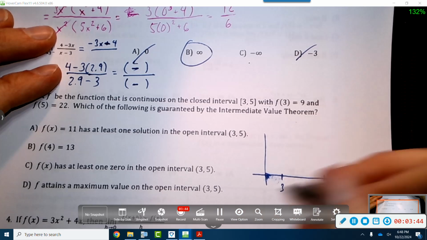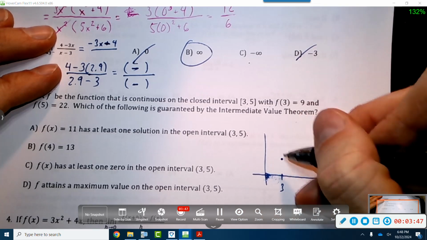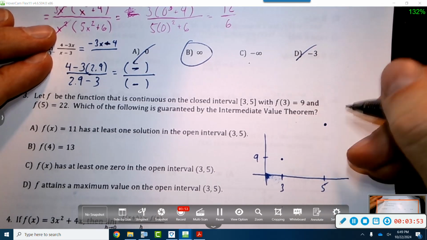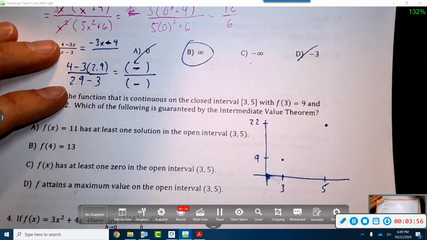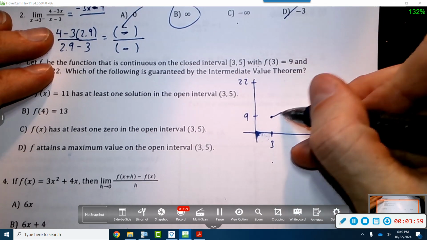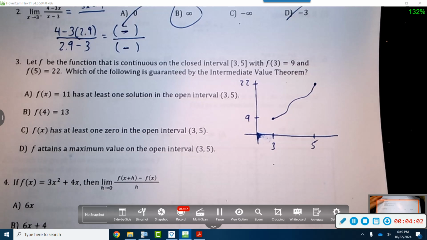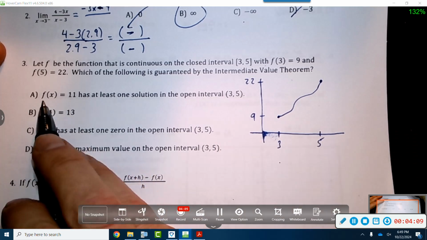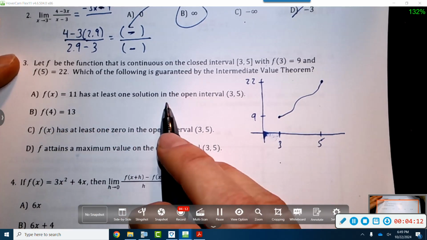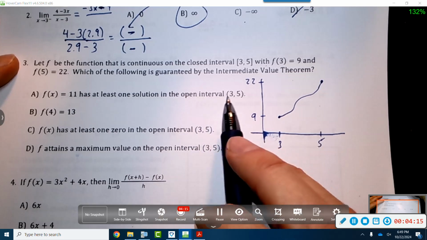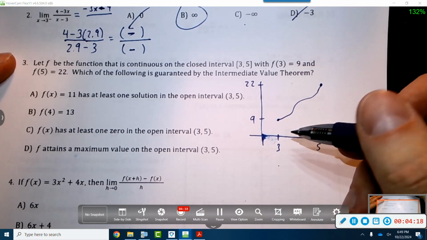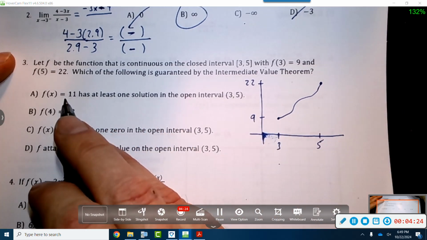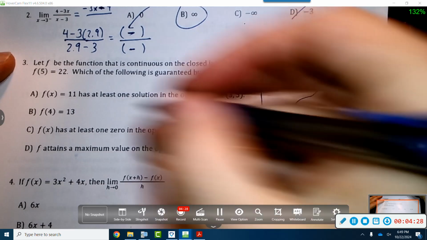Now here's the interval from 3 to 5, and at 3 it's 9, and at 5 it's 22, so it's up there somewhere. It's a nice little graphic that you can use to make sense of these numbers. Now we don't know the function at all, but what are we guaranteed? f of x equals 11 has at least one solution in the open interval from 3 to 5. So along the open interval from 3 to 5, are we guaranteed at least one solution that would be 11? The answer is yes.